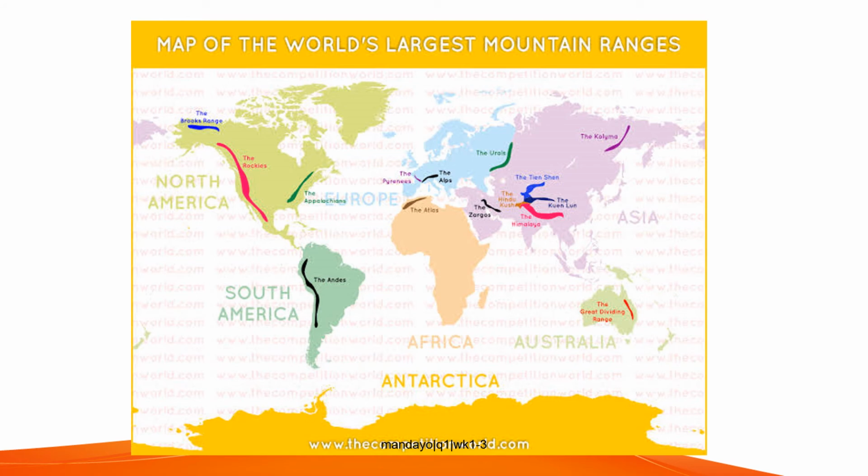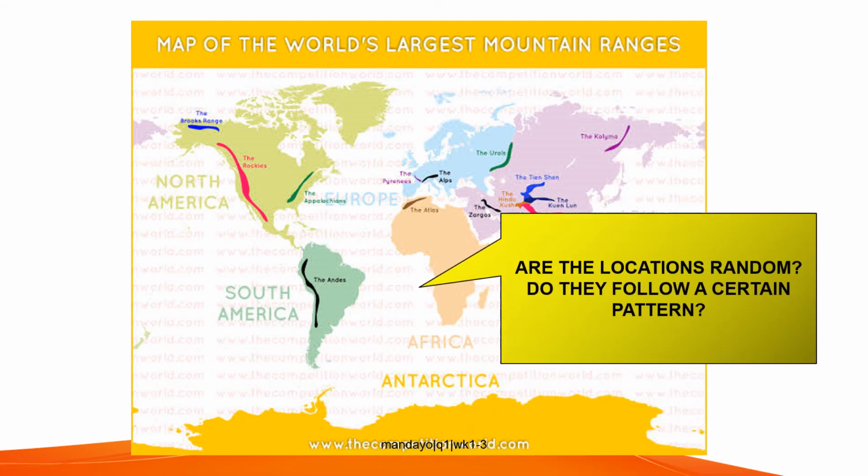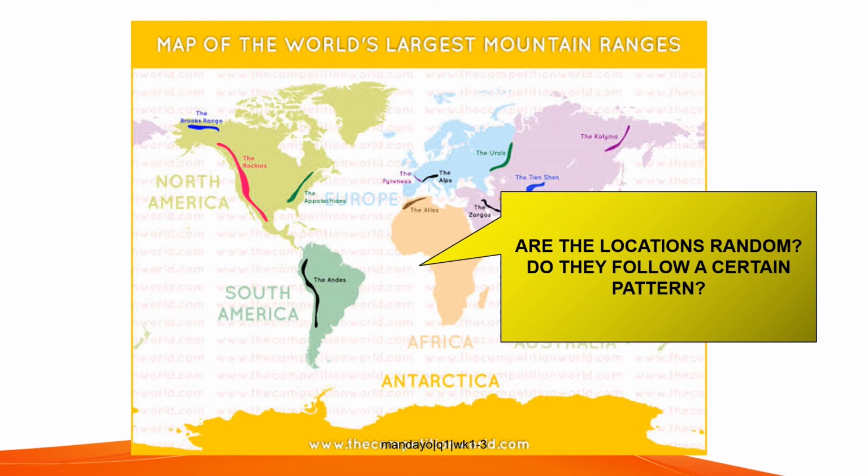Lastly is a map of the world's largest mountain ranges. Most common among these mountain ranges, of course, are the Himalayas. Others include the Andes and the Rockies. In the Philippines, we have our very own Sierra Madre. What can you say about the locations of these mountain ranges? Are the locations random? Do they follow a certain pattern? I bet you already have the idea of the locations of these earthquake zones, volcanic activities, and mountain ranges.